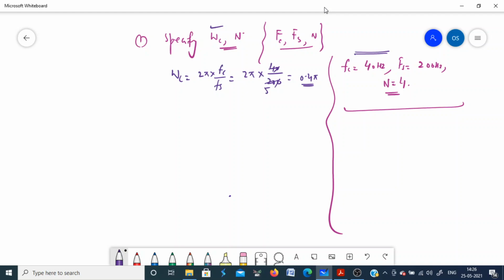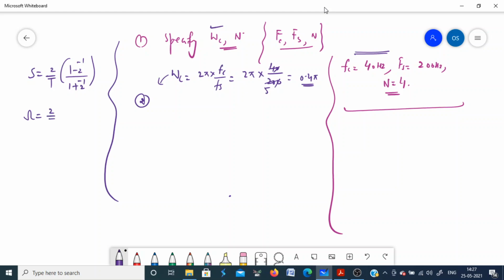Okay, so once omega c and n are specified, then you have to prewarp, or convert this digital frequency into the analog frequency using the frequency mapping that we have in the bilinear transformation. So in the bilinear transformation, you replace s with 2 by T (1 minus z inverse) by (1 plus z inverse), and accordingly your frequency mapping is like this. It is 2 by T tan of omega by 2. This is a nonlinear mapping. Okay, so you've seen how this analog frequency is converted into a digital frequency using the bilinear transformation.